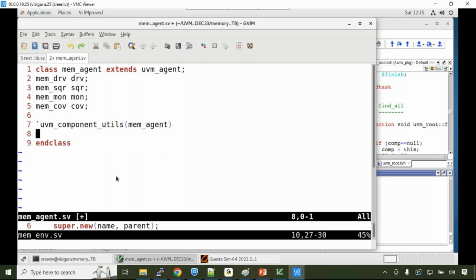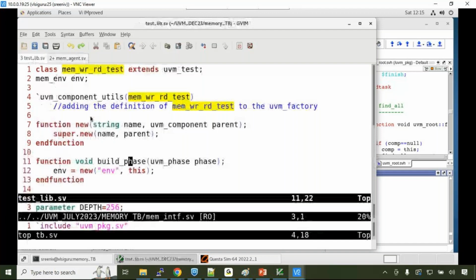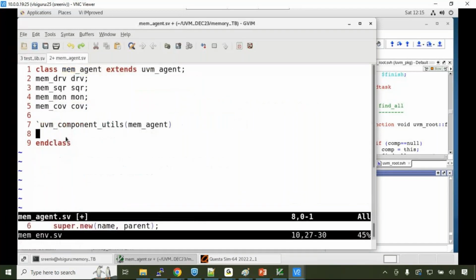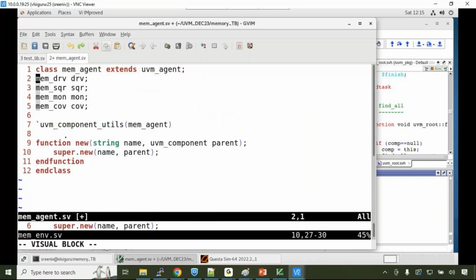Then function new. As of now, I'm not going to use these children because then I have to code all those components. As of now, let's keep it like this. Do I need build phase now? If I don't have any children, I don't need build phase.